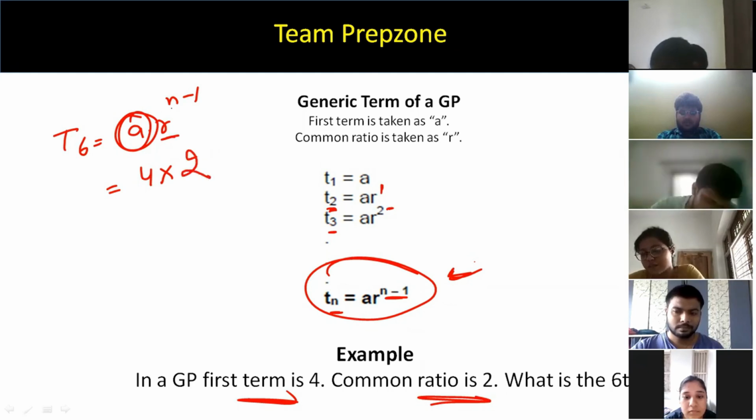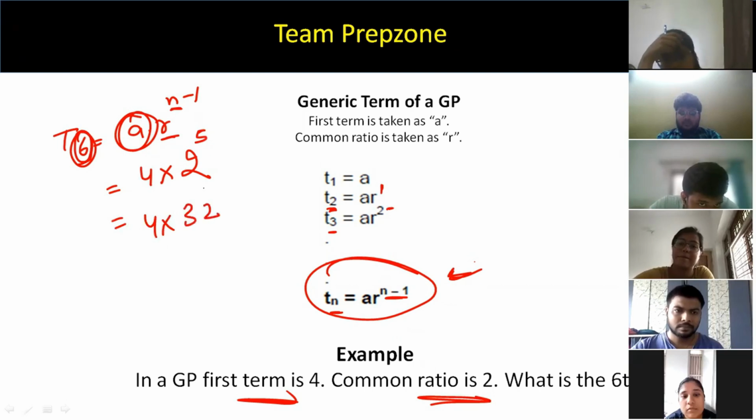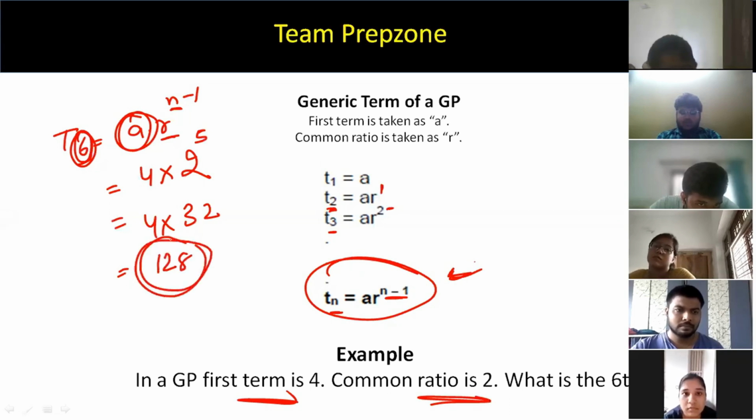So this is 2. What is n? This is n, right? Tn. So this is 6. n is 6. So 6 minus 1 is 5. So what is this? 4 into 32. 2 to the power 5 is 32. So what is this? 32 into 2 is 64. 64 into 2 is 128, which is the answer.